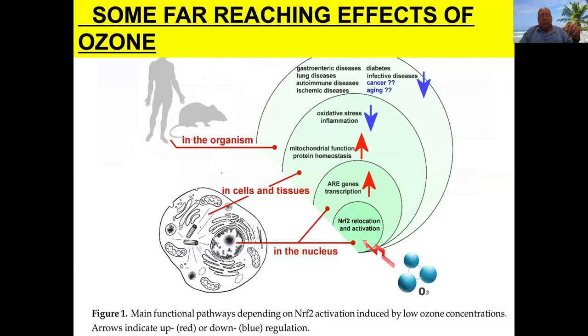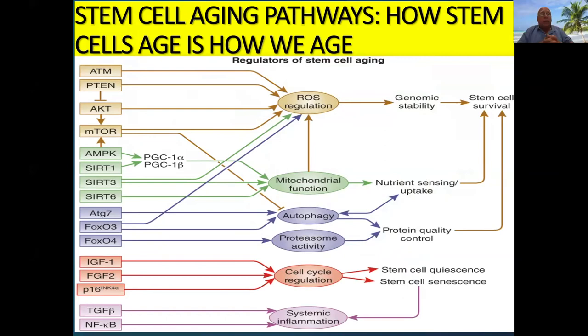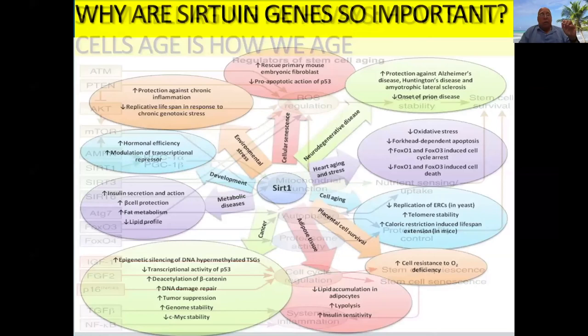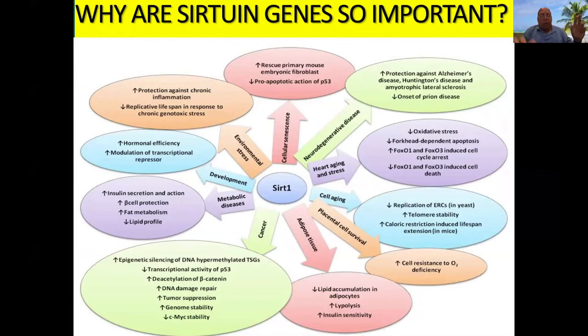And the last thing I want to talk a little bit about is stem cell aging pathways, because how cells age is how we age. And basically, if we can affect these stem cell aging pathways, again, we're going to have more success. Okay, so one of the things we're talking about is sirtuin genes. Now, these are important in that look at all the different things that they can do here. This is a slide we can spend the next half hour on. But the sirtuin genes basically control many aspects of the cell, from cell division, et cetera, okay?